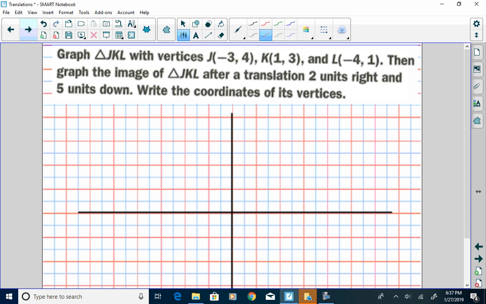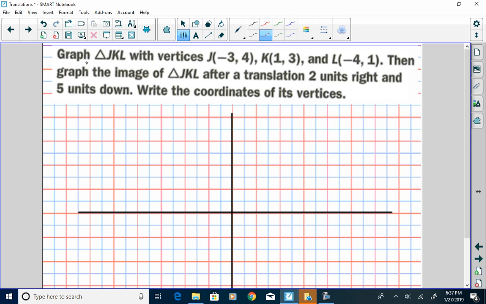Let's see what it's like to translate a figure. We're told to graph triangle JKL with vertices at -3, 4, 1, 3, and -4, 1. Then we're to graph the image of triangle JKL after a translation 2 units right and 5 units down. Write the coordinates of its vertices.